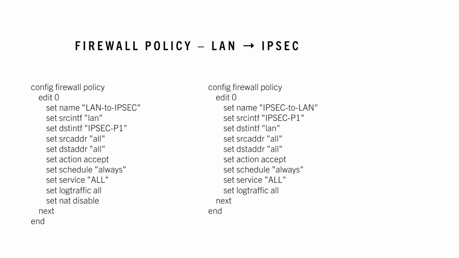Create firewall policies for LAN to IPsec and IPsec to LAN. Define the source and destination interfaces. Allow all addresses and services. Set the schedule to always, enable traffic logging, and disable NAT. These policies ensure traffic is permitted between the internal network and the VPN interface in both directions.